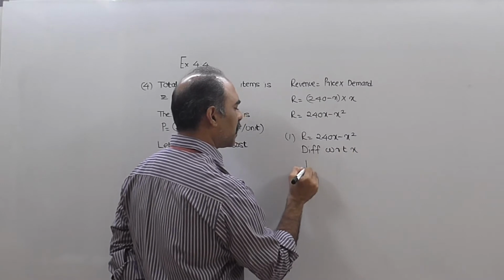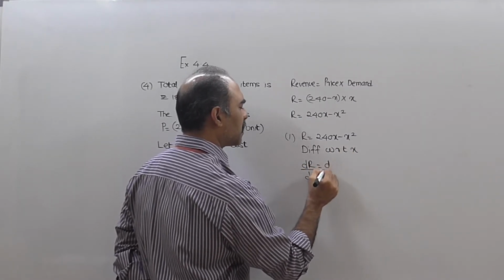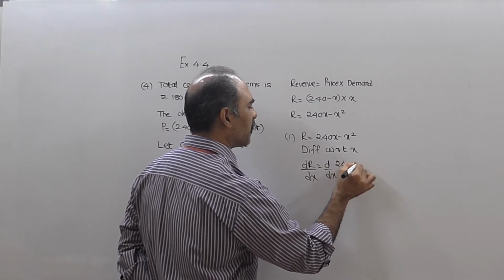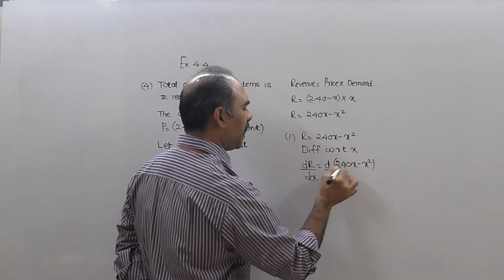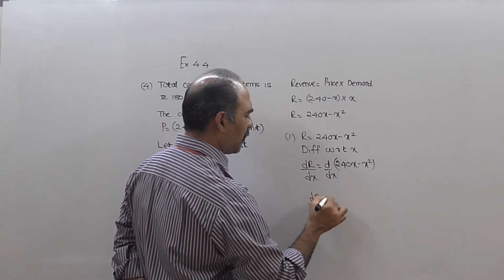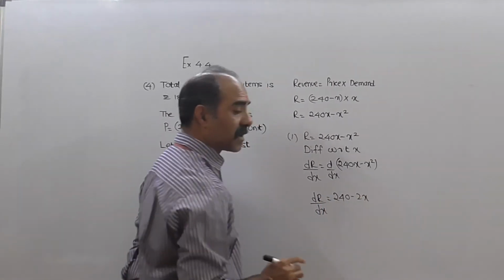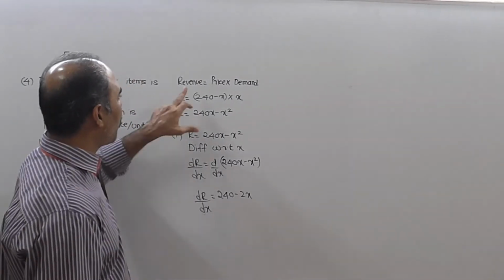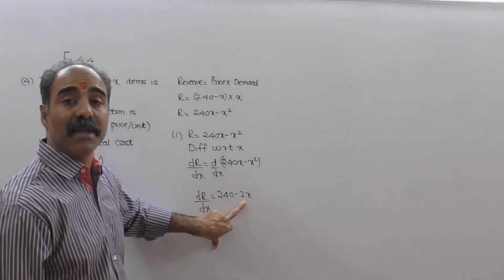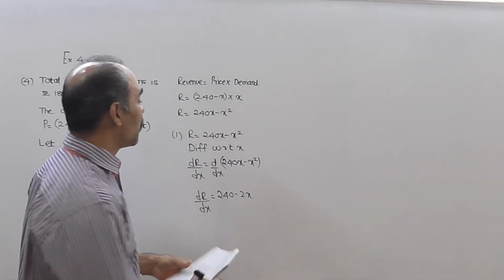Differentiate with respect to x. We get dR upon dx equal to d by dx of 240x minus x square. So we will have dR upon dx equal to 240 minus 2x. The question says that you have to find the value of x for which the revenue is increasing.